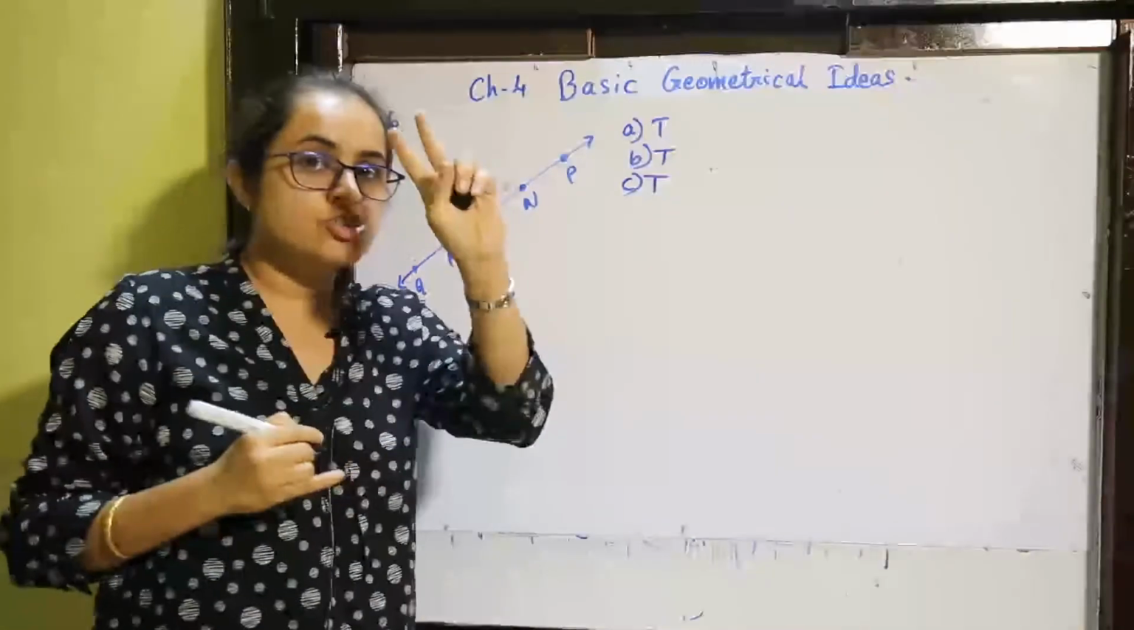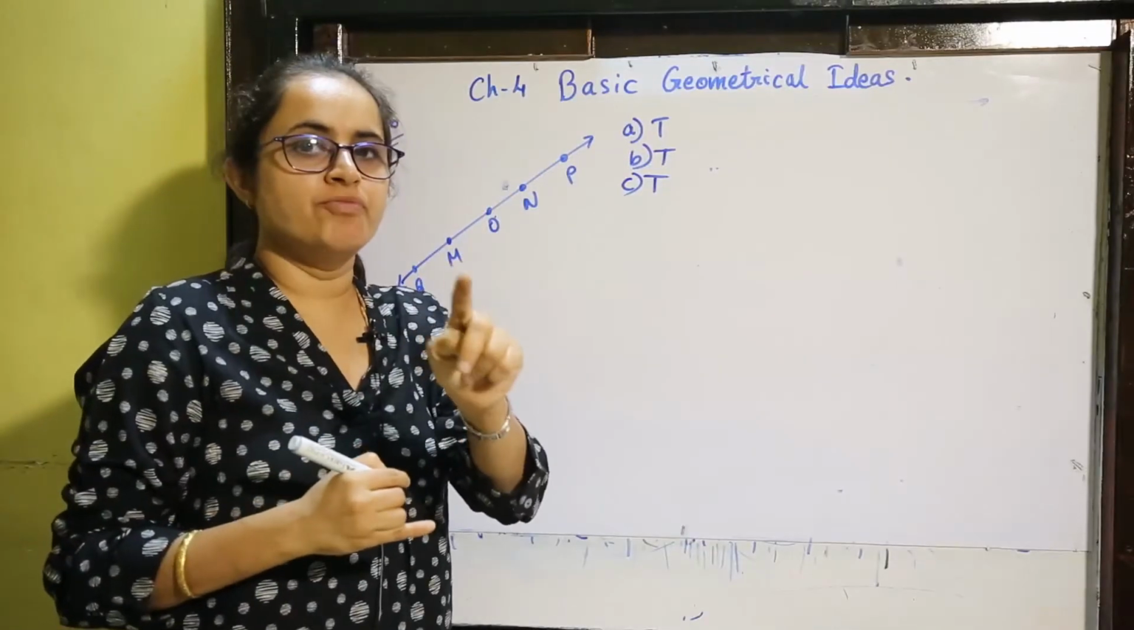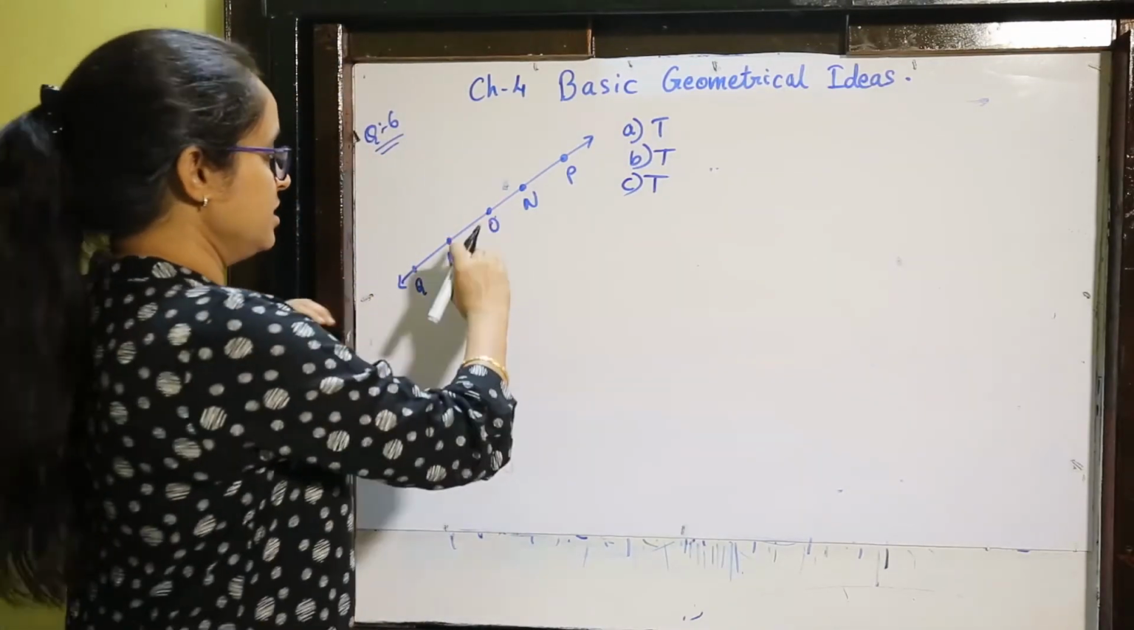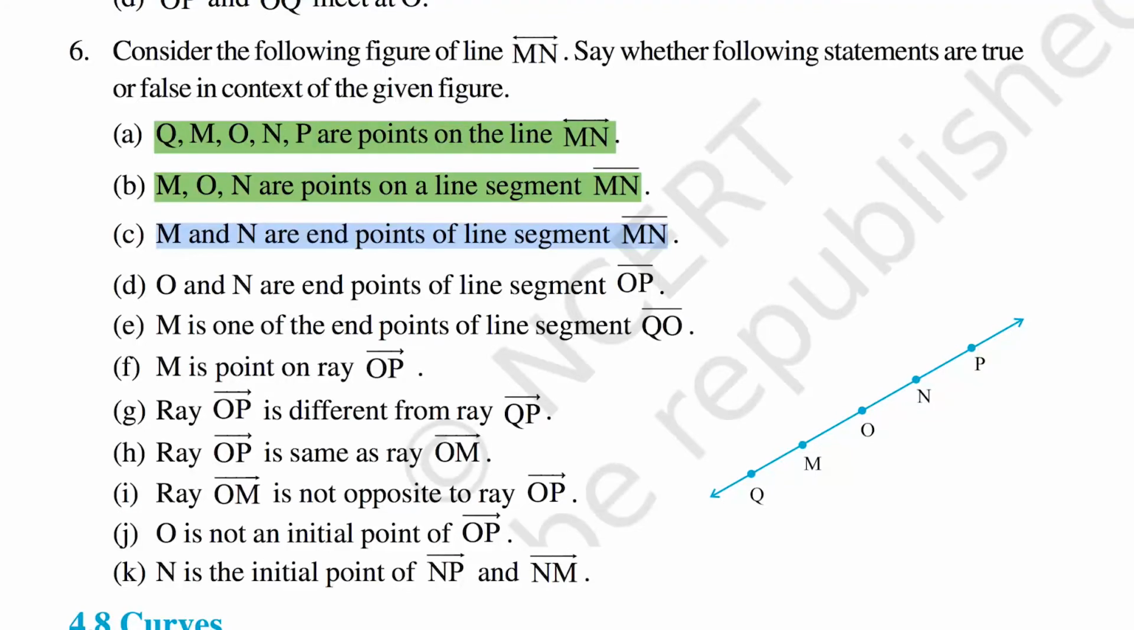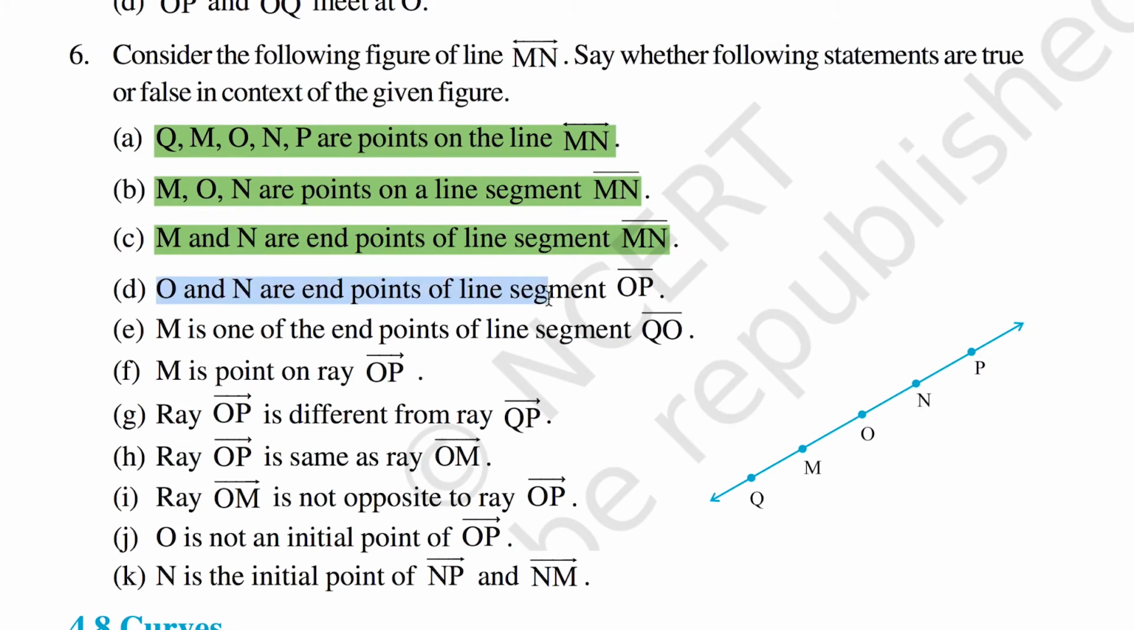A line segment has two end points. I have told you before. So they are these M and M. Now D: O and N are the end points of line segment OP.